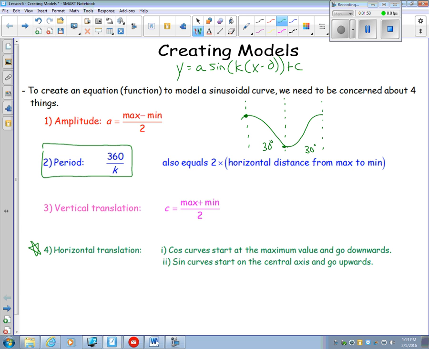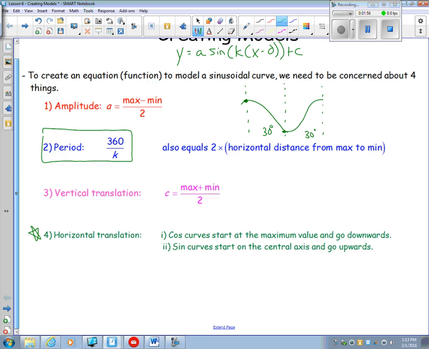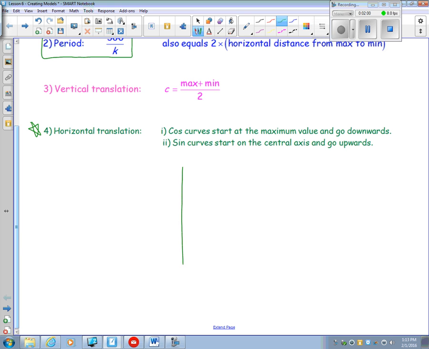And the tricky one, we'll put a star next to it at the bottom here, will be our horizontal translation. We did this when we made equations for horizontal ones, but just a couple reminders. A cos curve should always start at the maximum and go downwards. So if this is my graph, and my cos curve is over here, it means I've had a phase shift to the right, because it's supposed to be right here.